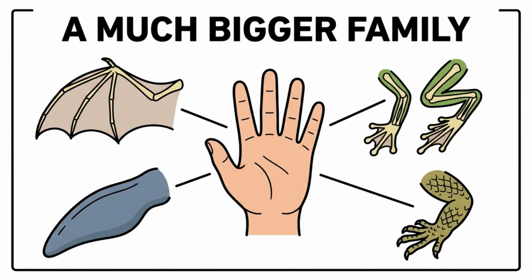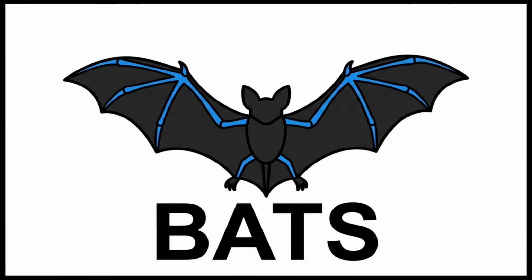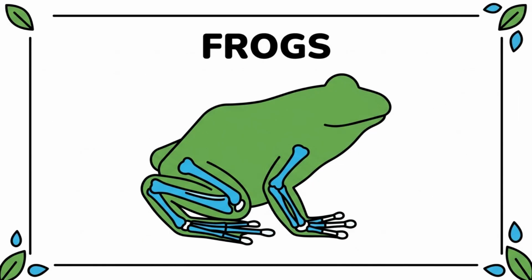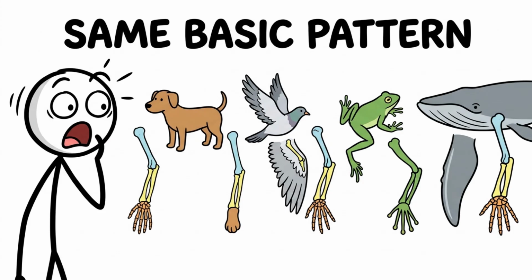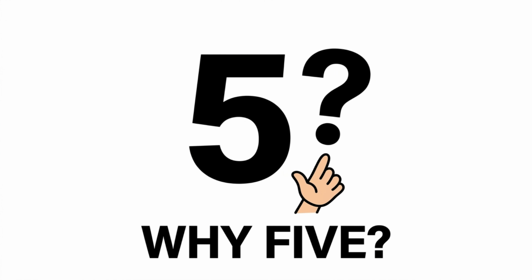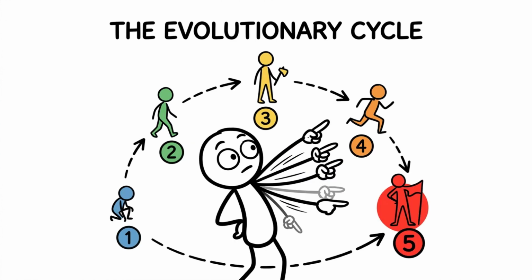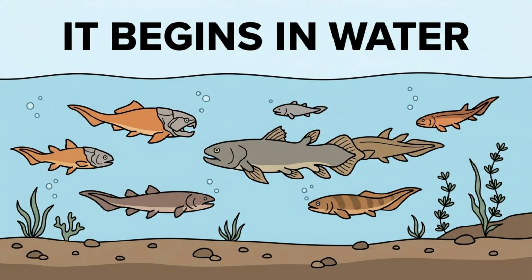Your fingers belong to a much bigger family. The same basic pattern appears in bats, whales, lizards, frogs, and even animals that look nothing like you. So why 5? Why did evolution keep returning to this number? The answer begins in water.